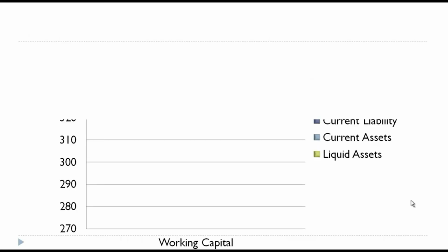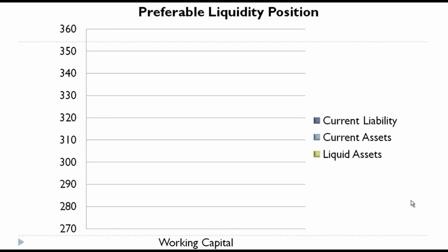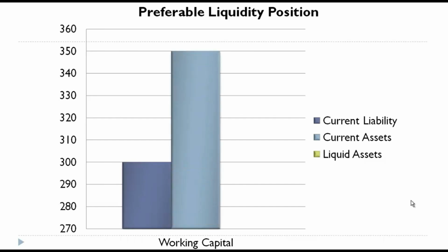So it is not only the current ratio, the liquidity position can also be measured by quick ratio. And what is the preferable liquidity condition? Say if you have current liability of 300, your current asset should be greater than 300, say for example 350, but you should have liquid asset matching your current liability. So this is the preferred liquidity position, that is your current asset should always be higher than your current liability, but your liquid asset should be at least equal to your current liability. Thank you.